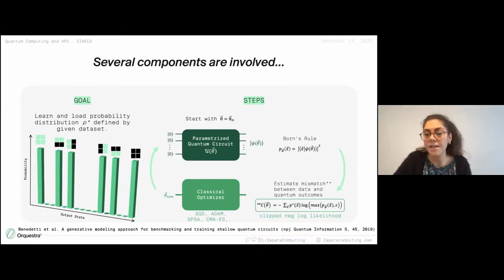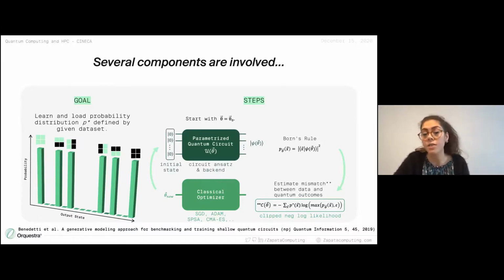Other things that can be tweaked and chosen by the developers and users are the cost function that you can define. Here we decided to use this clipped negative log likelihood, but this is not the only choice, absolutely. And also the classical optimizer: there's a variety of optimizers available, either gradient based or gradient free, evolutionary strategies, a lot of different options.